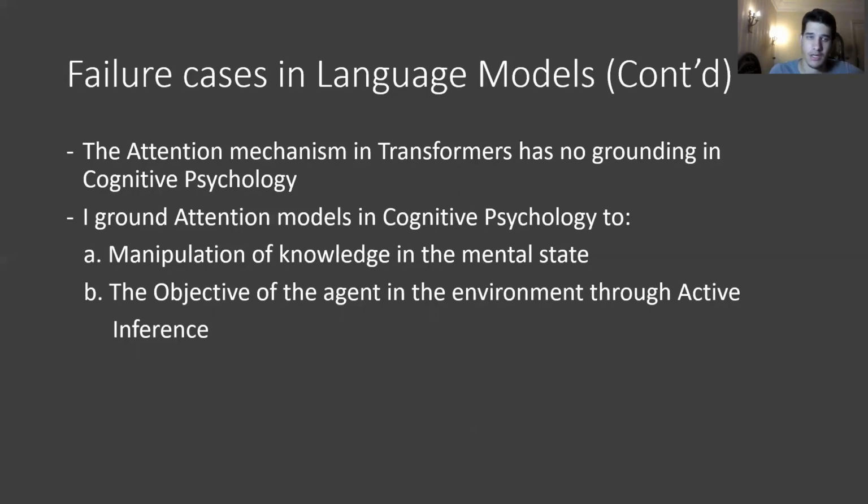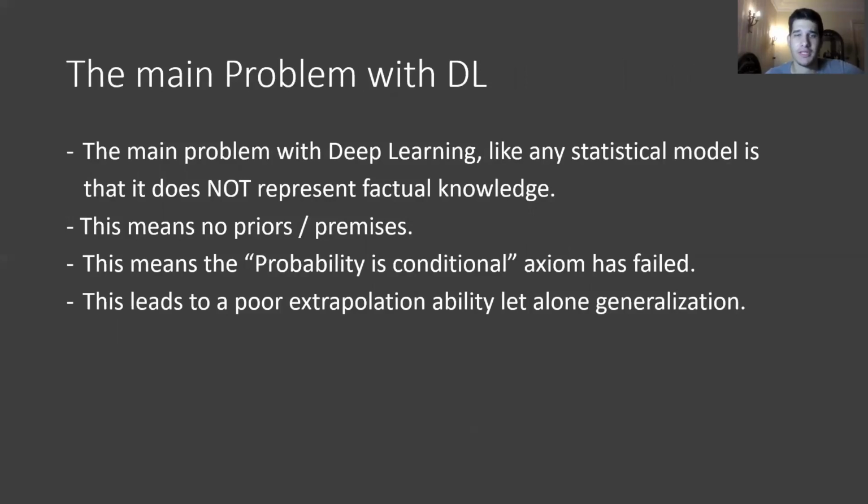So to recap, the main problem with deep learning is that deep learning, like any statistical model, does not represent factual knowledge. It only quantifies uncertainty. This means no priors and no premises. This means that the axiom that probability is conditional has failed. This leads to poor extrapolation ability, let alone generalization.